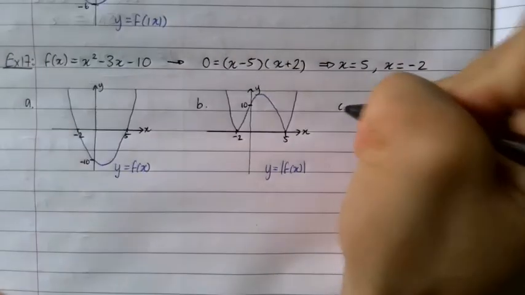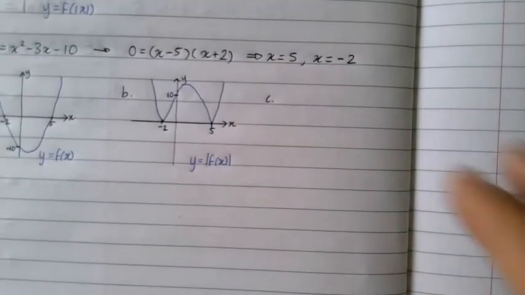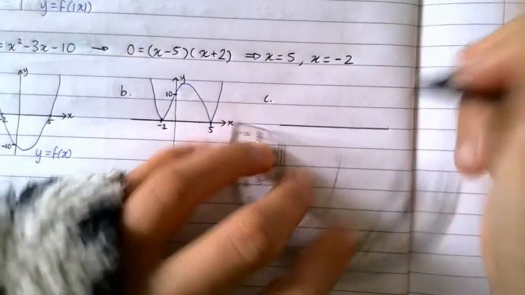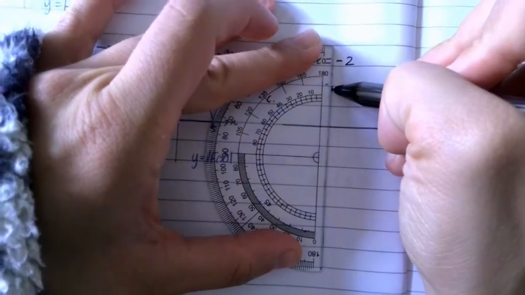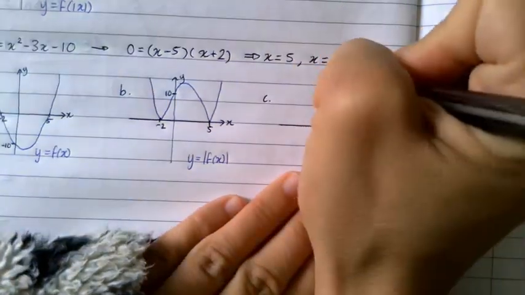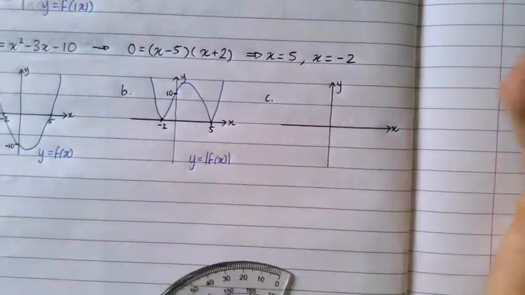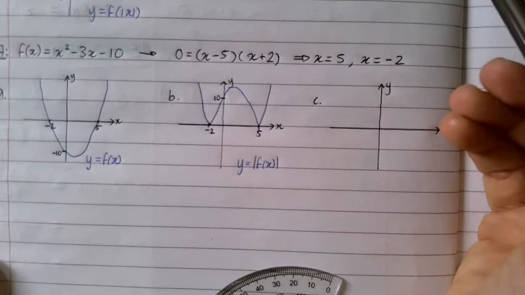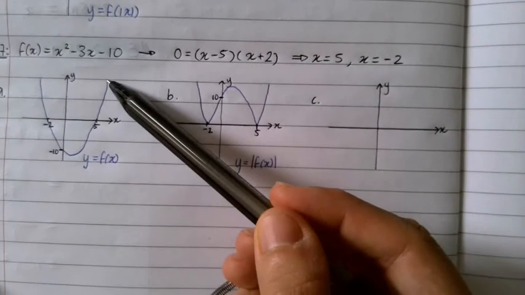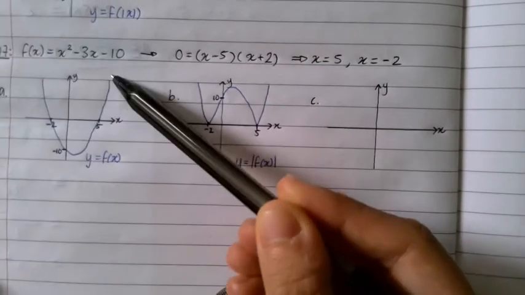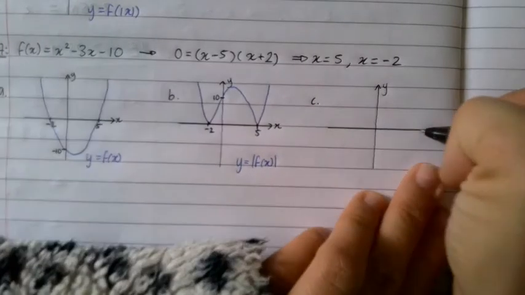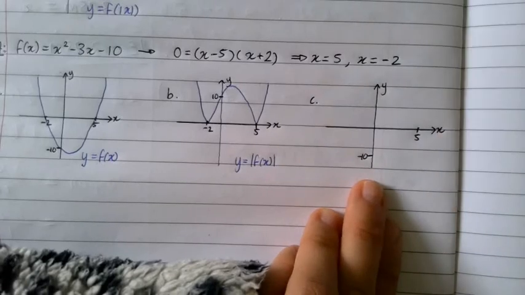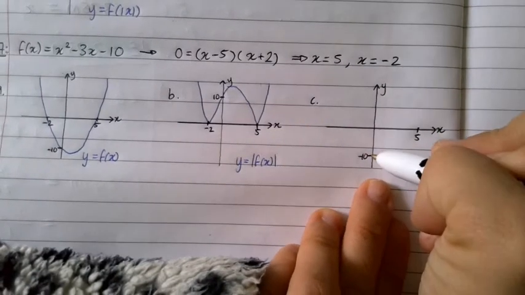And then part C, I'm going to draw y equals f of the modulus of x. So another set of axes for us. And remember, the steps here are that we sketch the graph of y equals f of x for x greater than 0. So I'm going to sketch this part here where all the x values are positive. So we're going to have an intersection point at 5, and at negative 10 we're going to touch the axis. So we kind of went like this, didn't we?